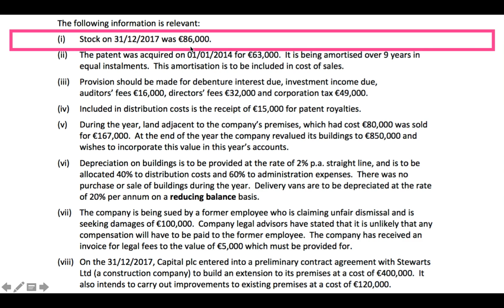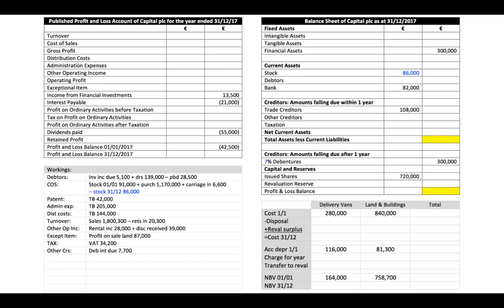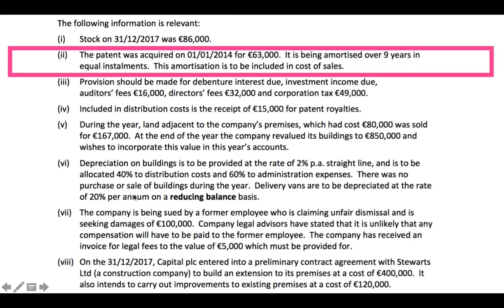Where does closing stock go in your trading profit and loss? It goes into your cost of sales. Where does it go in your balance sheet? It goes into your stock, okay, into your current assets. So this is how it's going to look. So stock in current assets, 86,000 here. And then closing stock in the workings, it will go under cost of sales, and we minus closing stock, 86,000 there. So that's number 1 done.